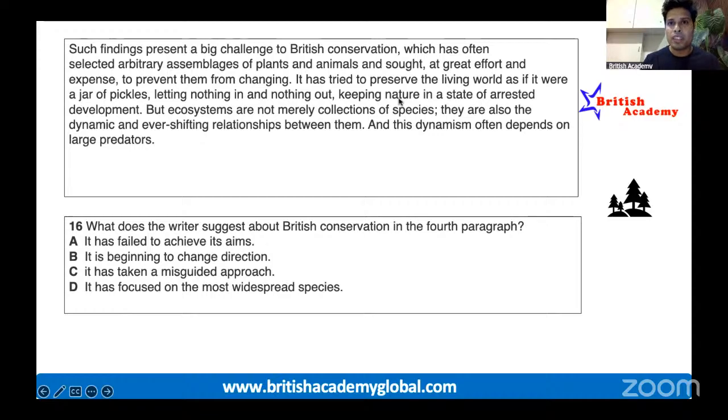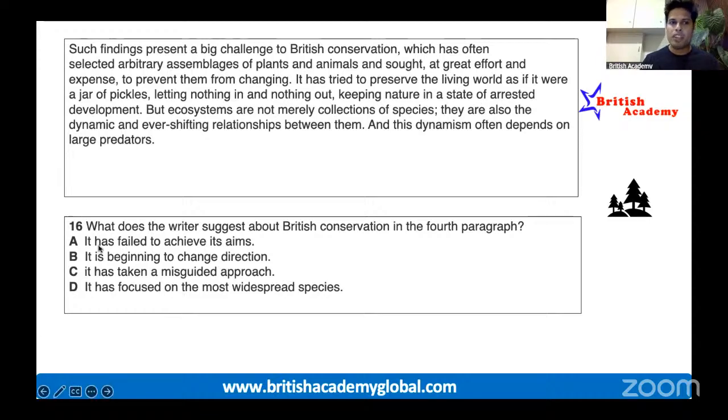And if you read further, keeping nature in the state of arrested development. So the tone itself sounds negative because it's arrested. You're not giving it a scope to increase. But ecosystems are not merely collections of species, they are also dynamic and ever changing or ever shifting relationships between them. And this dynamism often depends on large predators. So here they have clearly said that ecosystems only thrive, they prosper when there is a change, when there is a relationship. You cannot keep things confined just to preserve them.